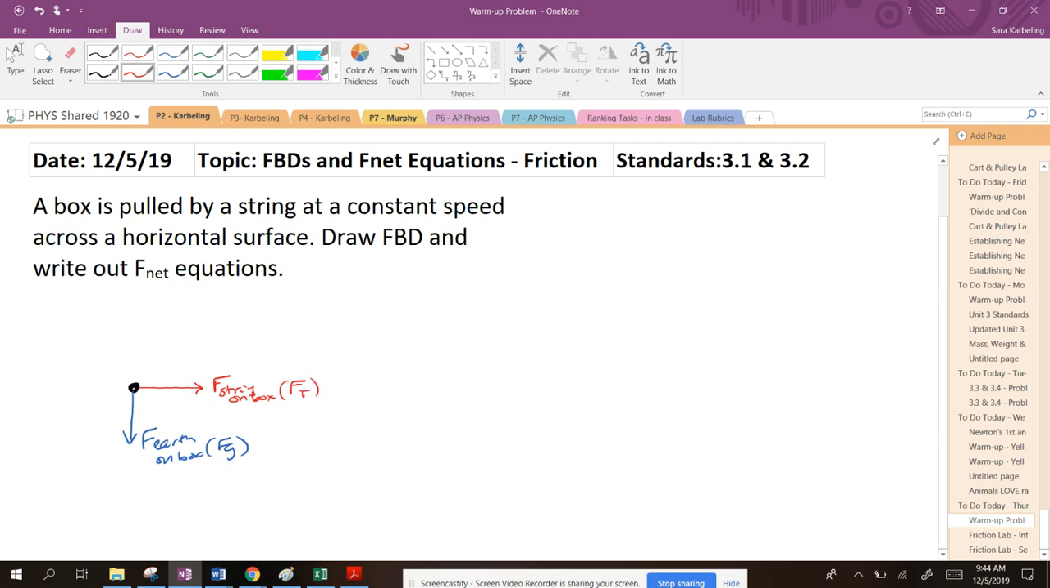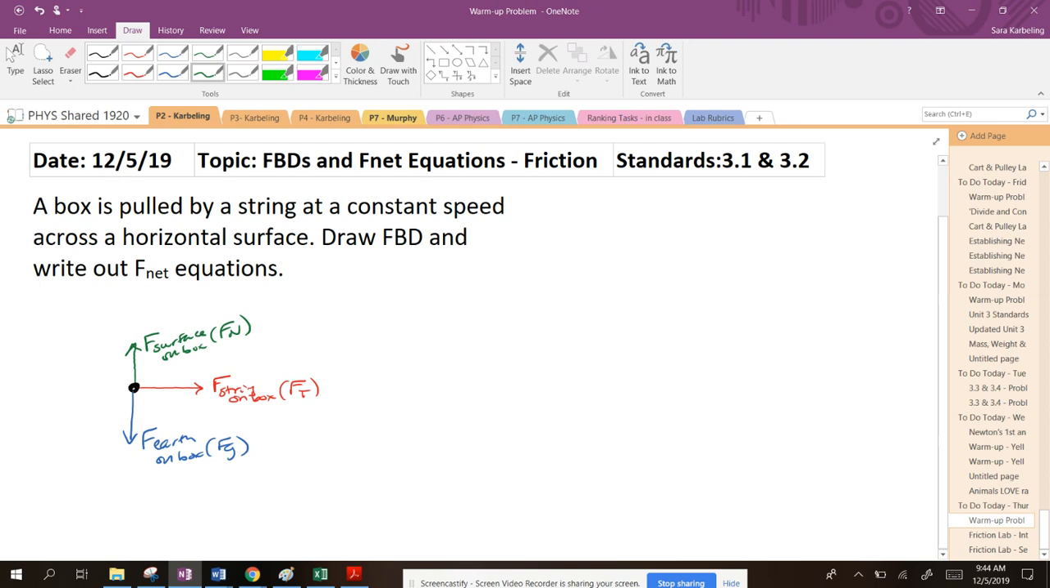Normal force. Which way does that one go? Straight up. Because it is what to the surface? Perpendicular, they say with enthusiasm. Force of the table, or whatever surface it is, on the box. Fn. Anything else acting?